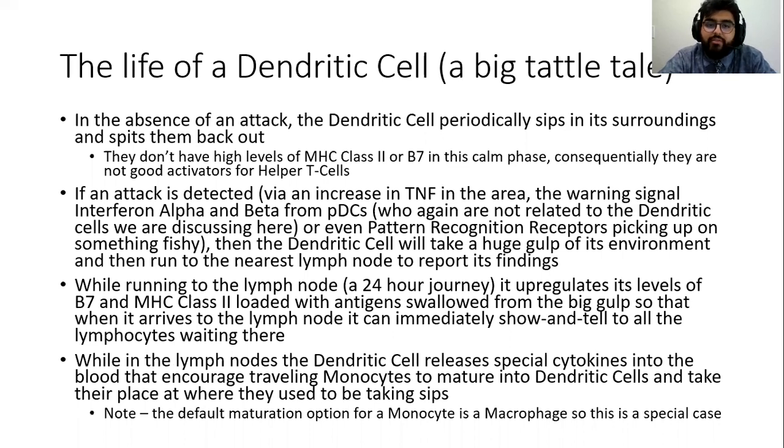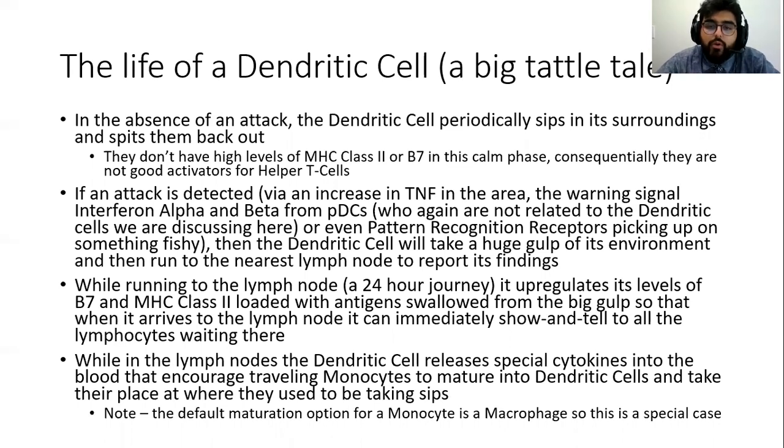However, if an attack is detected, and there are different attack signals that we've discussed in the past, and I've listed them out here. And again, mind you, just like macrophages, dendritic cells also have some toll-like receptors, so they can directly know there's something wrong. But if that happens, then the dendritic cell goes from sipping mode to gulping mode, and it's going to gulp up its environment just so it can get a sample of everything going on. It just takes a huge sample, and then it's going to take it back to the lab for analysis. And by the lab, I really mean the lymph node.